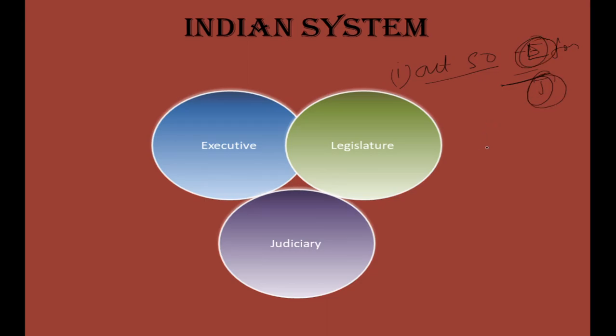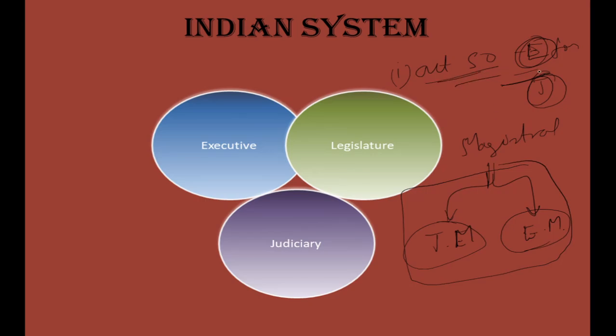Now earlier, during the British time, there was a post of magistrate. The same person was exercising power as judicial magistrate, and the same person was also exercising the power of executive magistrate, and hence separation of power in this respect was not there. So Article 50 stated that the state will make effort for separation of executive and judiciary, and it was done. Now we have two separate posts: a separate post for judicial magistrate and a separate post for executive magistrate.